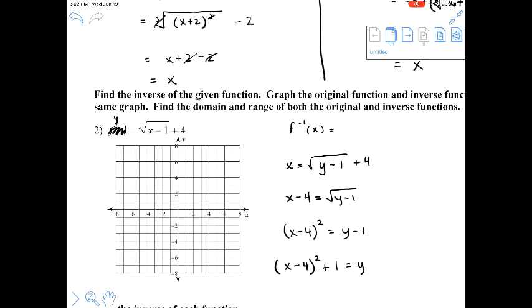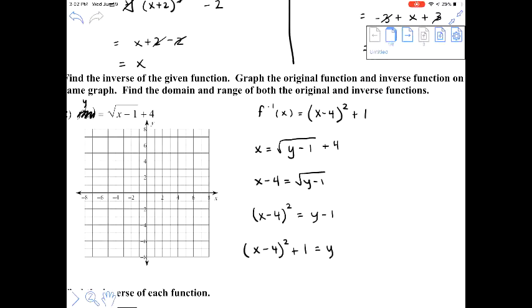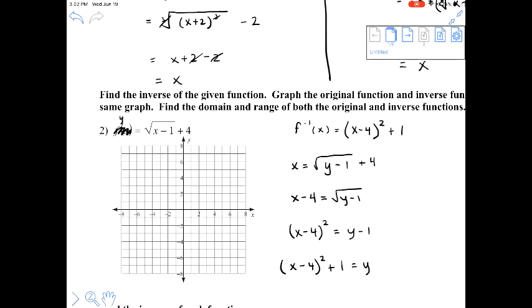So the inverse is x minus 4 squared plus 1. Now, that is a quadratic whose graph typically is a parabola. Now, the only difference here is this is not a typical quadratic or a typical parabola. It's an inverse. And let me try to explain what that means.